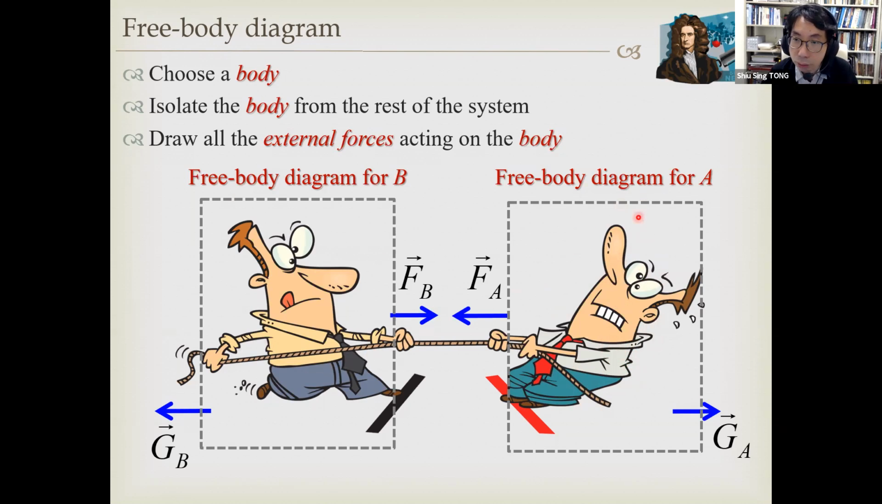Whenever you choose to draw the free-body diagram of either person or the two persons as a whole, you enclose it with a dotted dashed line, so you can easily see what forces are acting on it. Now, for the free-body diagram of person A, you can see there's a tension force Fa and a frictional force Ga. These are the external forces. If I define the system to be person B only, then I will see Fb and Gb as the external forces.